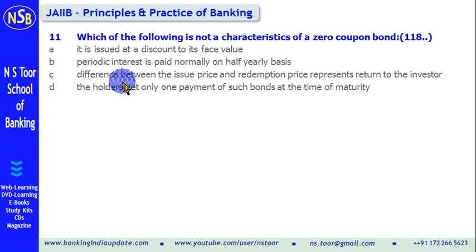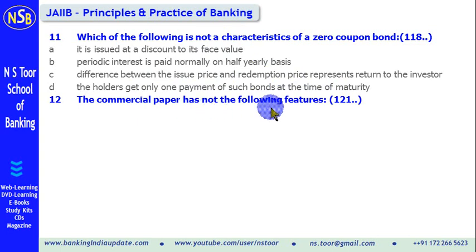But we can see the C option also. Difference between issue price of the bond and redemption price. Redemption price means the amount paid at maturity. So the difference between these two represents return to the investor. So this is correct. D. The holder gets only one payment of such bond at the time of maturity. So this is also correct because no interim interest is paid. So option B does not match the characteristics. So, option B is our answer.